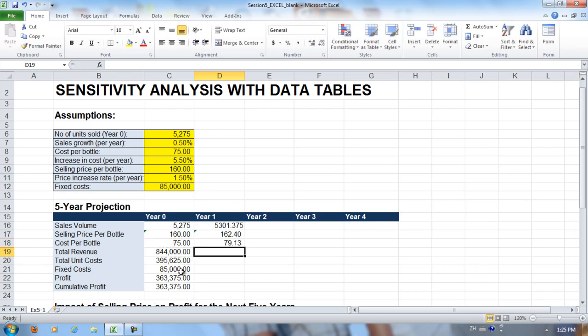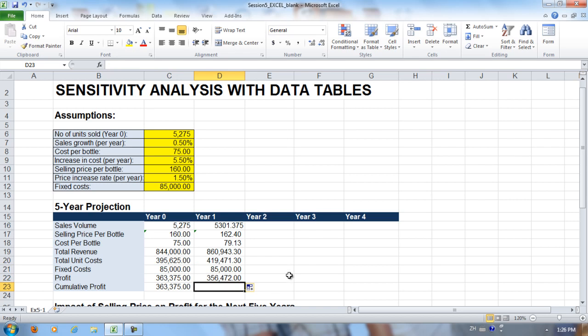The formula for total revenue and total unit costs remains the same, so we can just copy it over. Okay, now the formula for fixed costs, we can simply copy it from year 0 because this fixed cost is the same for all 5 years, but we need to make it an absolute reference first. Okay, now we can copy it over. Formula for profit can be copied over.